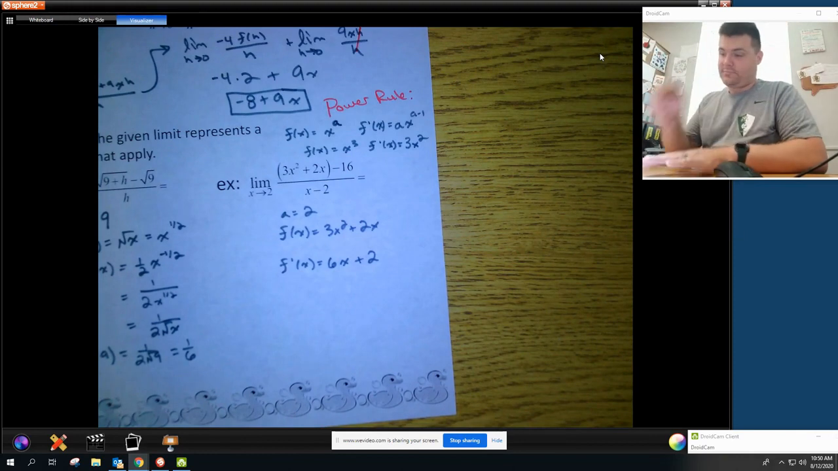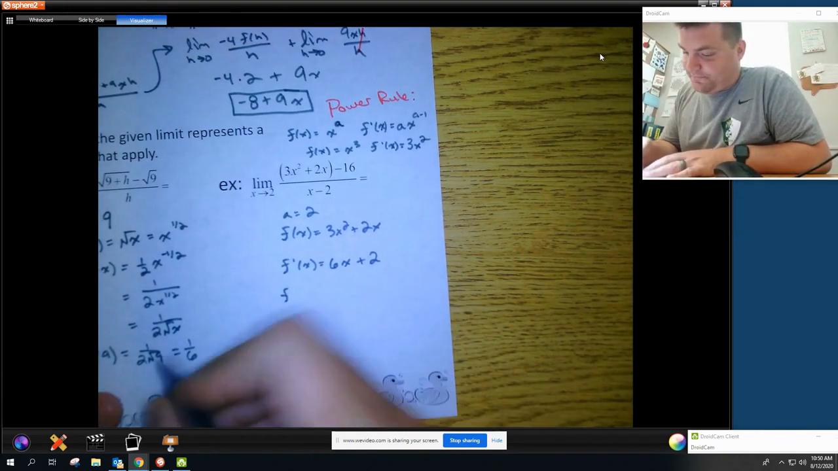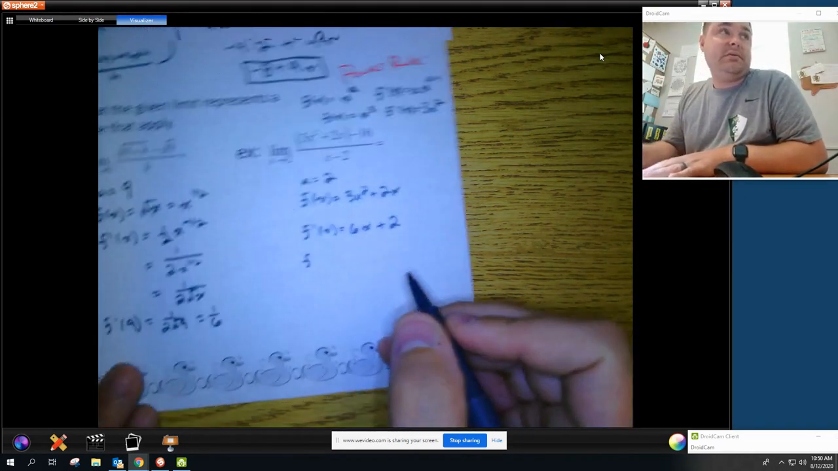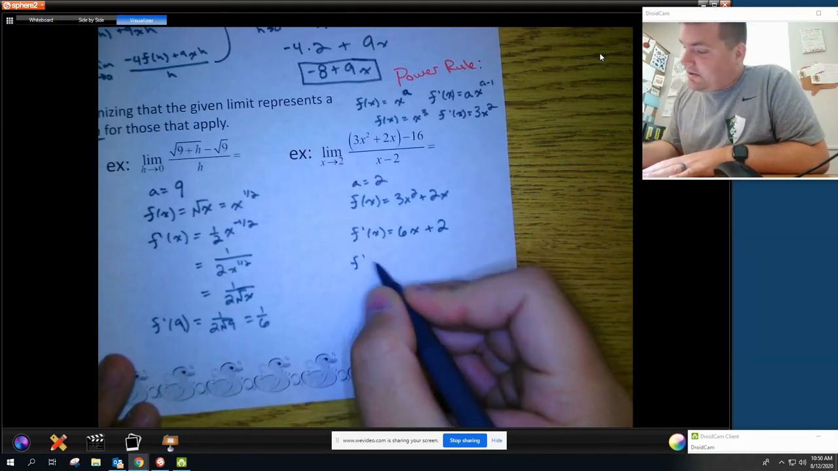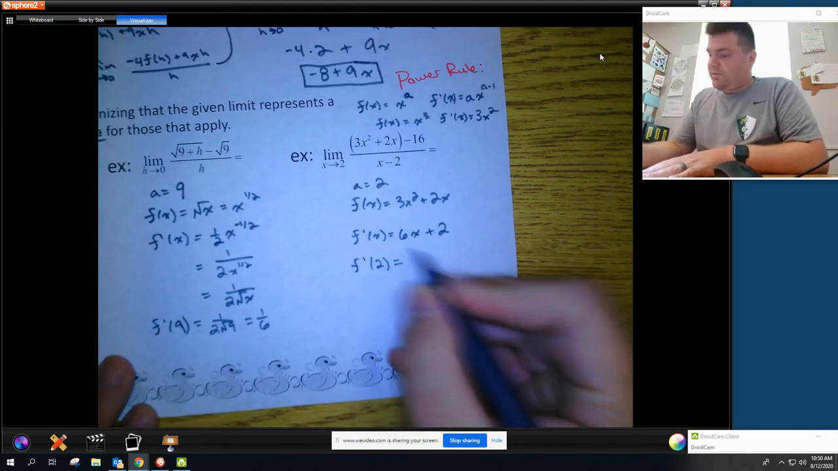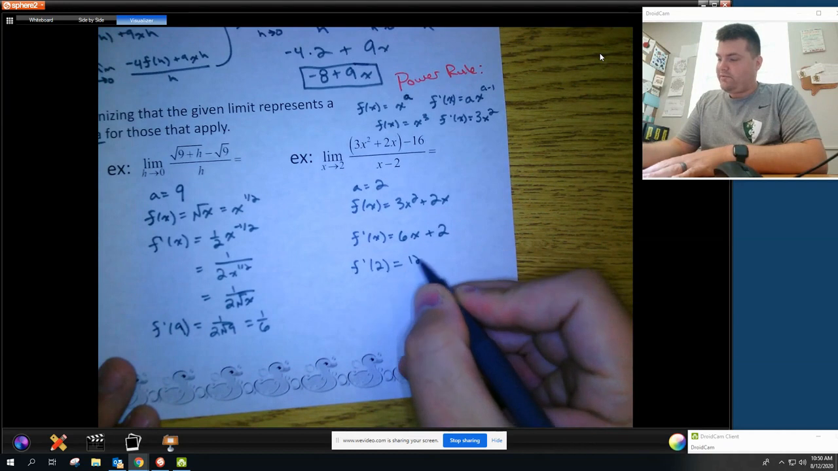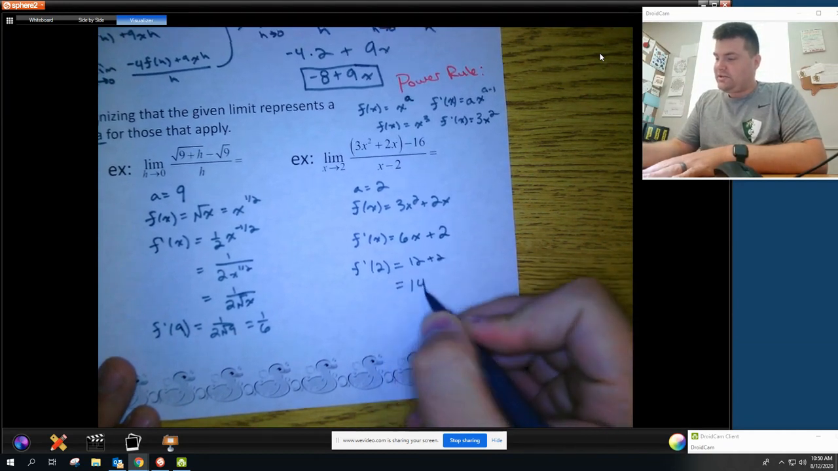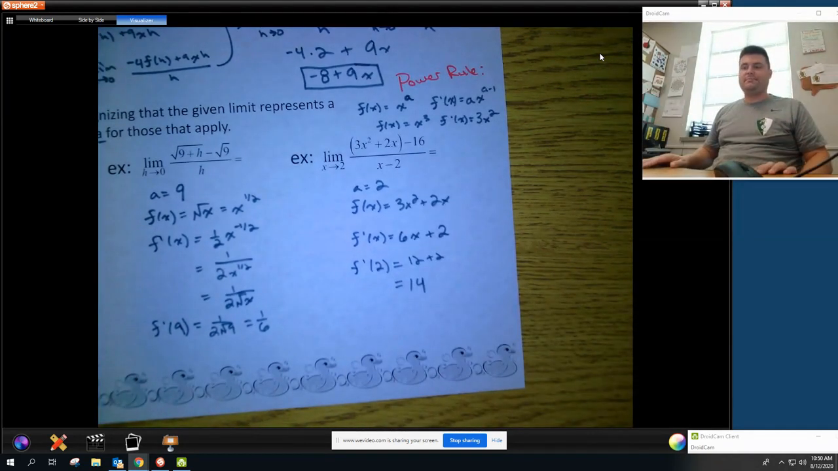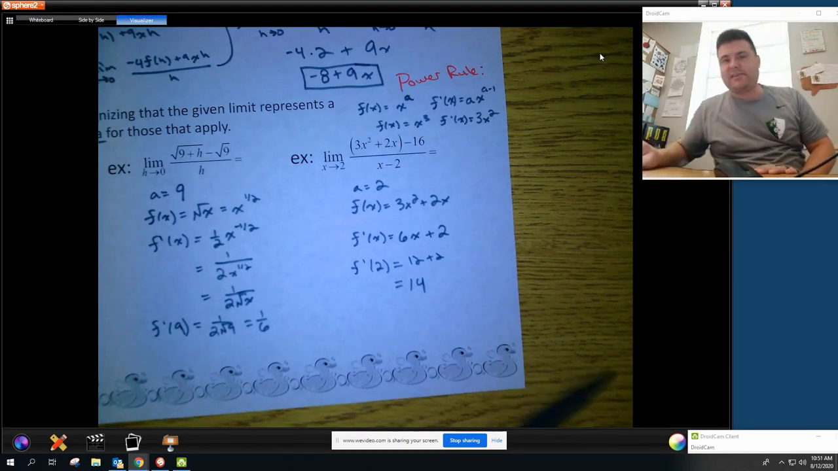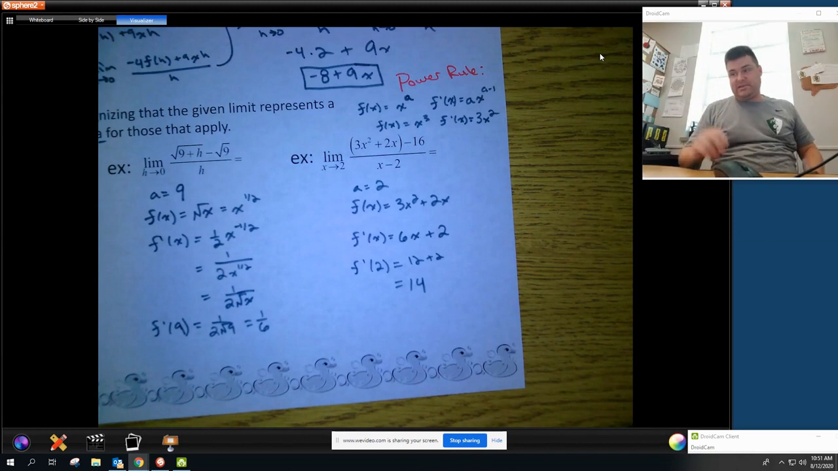All right. Now let's plug in my a value. Plug in a 2, and I'm going to get 12 plus 2, which is 14. And that's going to wrap up our section on more derivatives. Finally getting to the power rule, but still using that to make those difference quotients, definition of derivative, much easier on us.